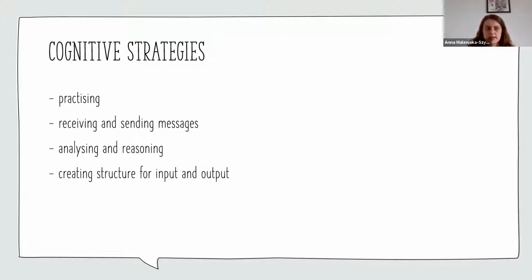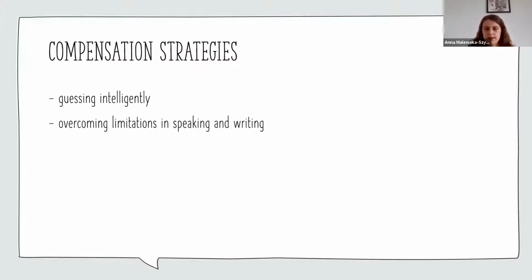Cognitive strategies, so practicing receiving and sending messages, being able to communicate, analyzing and reasoning, so for example, analyzing the material and guessing the rule behind some examples, creating structure for input and output, so of course, again, communicating. And compensation strategies, so for example, guessing intelligently, overcoming limitations in speaking and writing. So all of those direct strategies are somehow shaped by our emotions, by the learner's emotions.